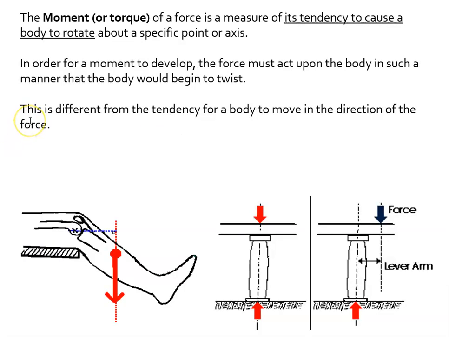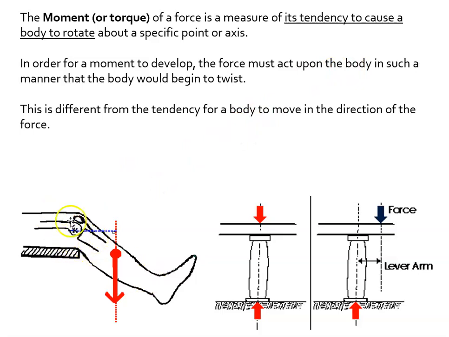Very important. A moment, or torque, those are two synonymous words there, of a force is a measure of its tendency to cause a body to rotate about a specific point. So a tendency to cause a body to rotate. It's not necessarily rotating, but it's having a tendency to cause. In order for a moment to develop, the force must act on a body in such a manner that the body would begin to twist. This is different from a tendency for a body to move in the direction of a force. So it's not being pushed, it's twisting about a point.